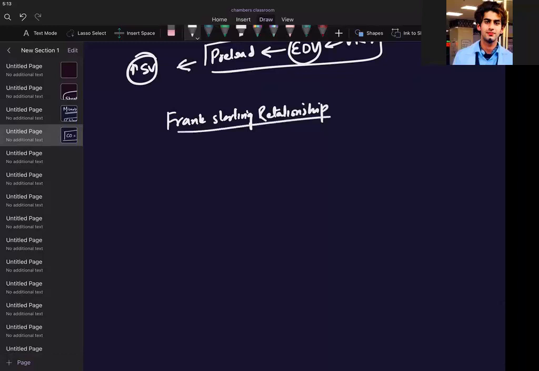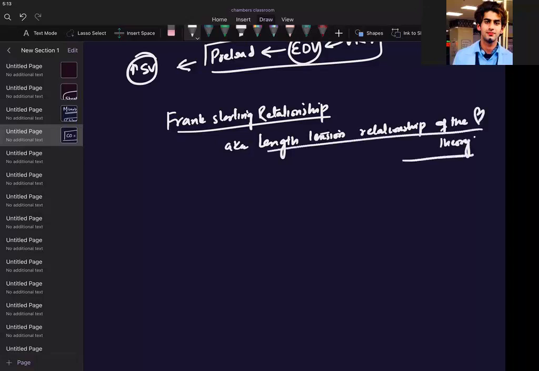This Frank-Starling relationship is also known as ACA. ACA is the length-tension relationship of the heart theory. What is the theory called? Length-tension relationship of the heart theory. So one is this, another is the contractile apparatus theory. That is the contractile apparatus theory.